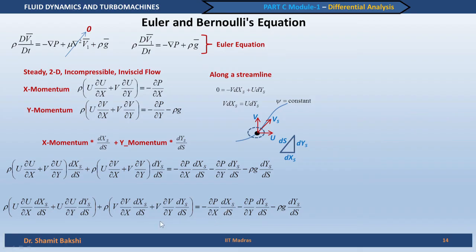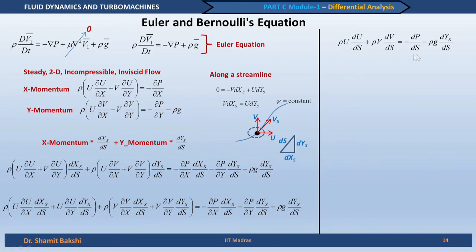We utilize that factor here, and then we can write this equation in the streamline coordinate system as rho u du by ds plus rho v dv by ds is equal to minus dp by ds minus rho g dy_s by ds. As such, this equation looks quite similar to our u or v momentum equation, and you can apply this equation along a streamline in this form. Now the advantage is it is a total derivative, and you can actually integrate this.